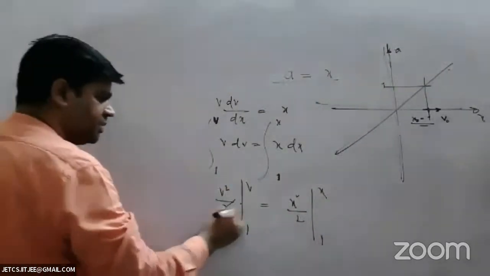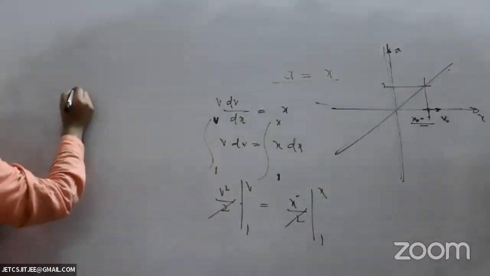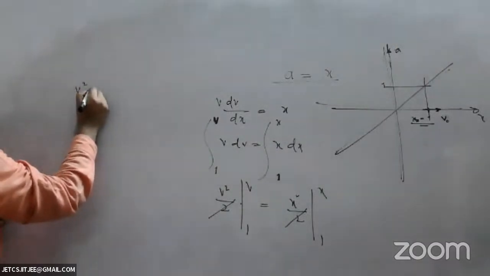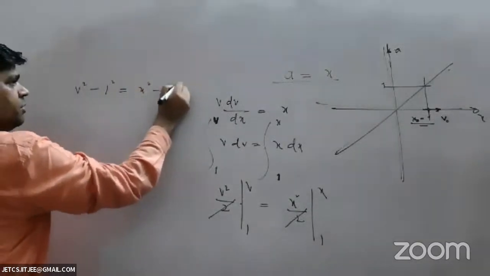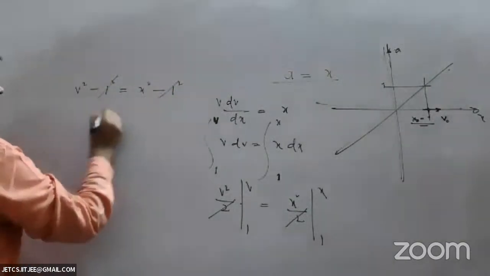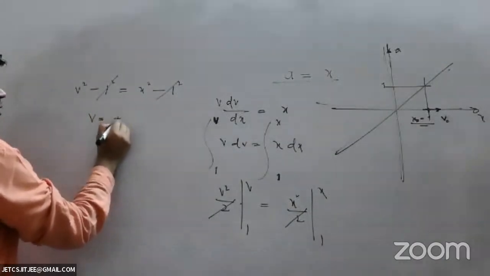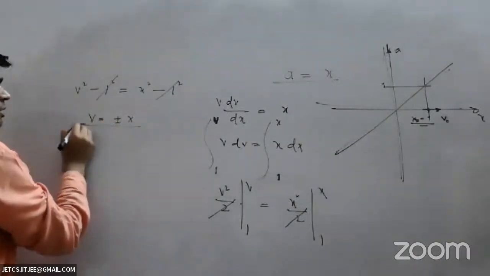So what do I get? So 2 gets cancelled out. v square minus 1 square is equal to x square minus 1 square. 1 square gets cancelled out. I'll get v is equal to plus or minus x.